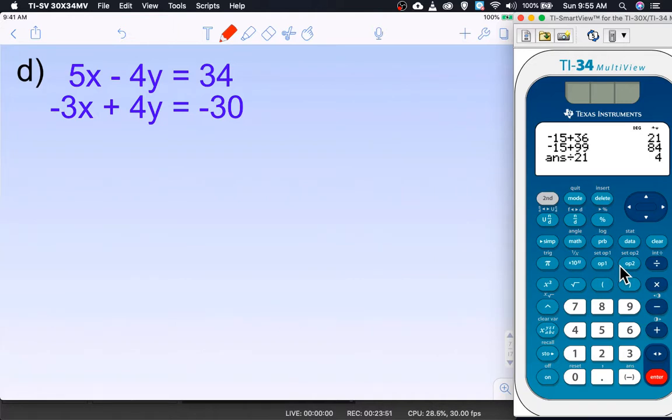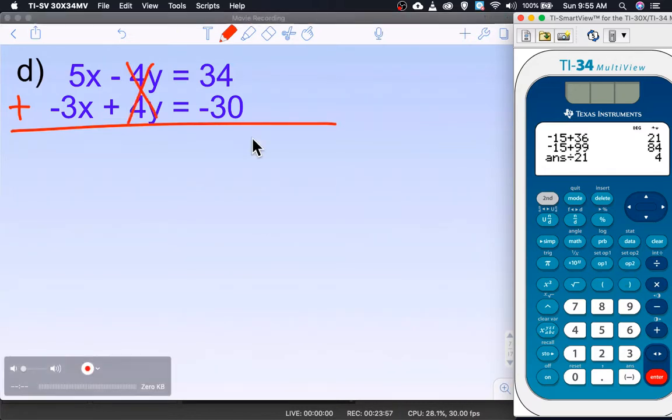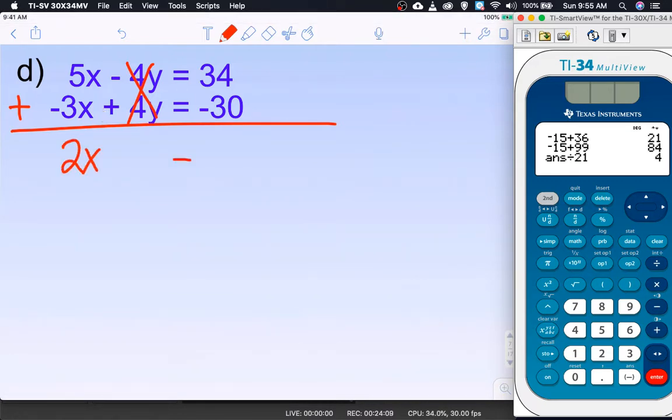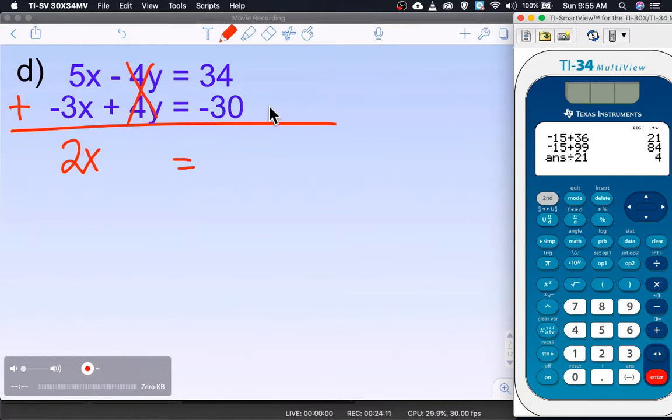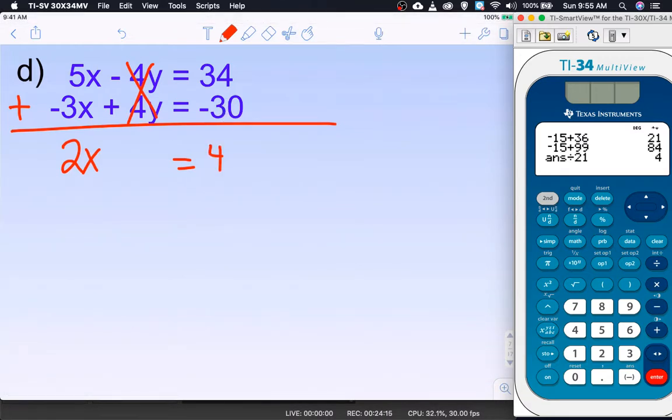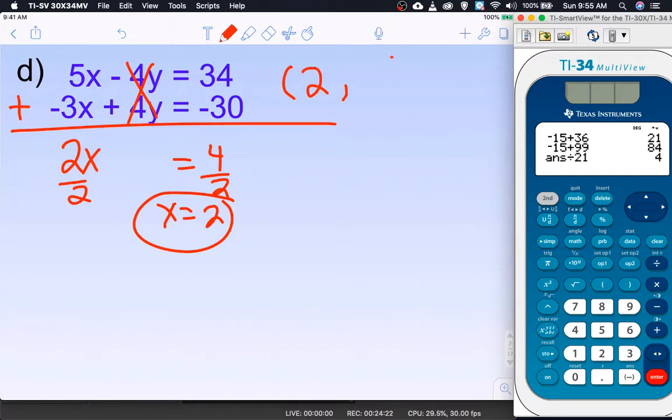All right, so if you did just that, your y's do eliminate. Negative 4y plus 4y is 0y. You have 0 y's left. Over here, 5x plus a negative 3x is 2x. And positive 34 plus a negative 30 is 4. Solve the equation by dividing by 2. x equals 2. I have my x value.